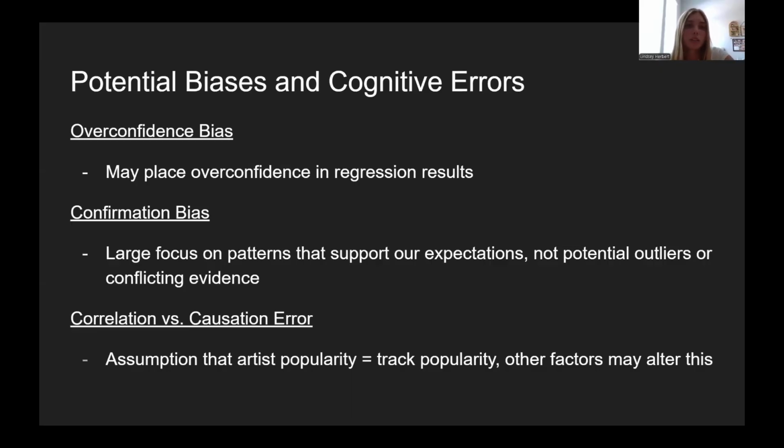For potential biases and cognitive errors: overconfidence bias, which may place overconfidence in regression results; confirmation bias, which is a large focus on patterns that support our expectations, not potential outliers or conflicting evidence; and correlation versus causation error, which is assumption that artist popularity equals track popularity, and other factors may alter this.